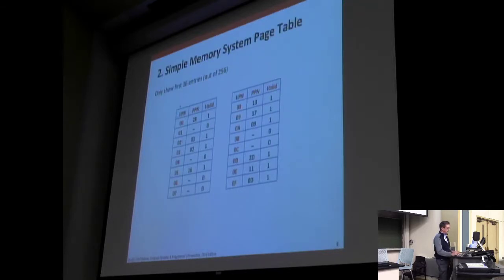Now, we also need a page table, so we'll assume that we have this page table, where we're just showing the first 16 entries. And each page table entry consists of a physical page number and a valid bit. If the valid bit is on, then that indicates that the page is in memory, and the PPN field gives the physical page number. And again, this VPN column doesn't actually exist in the page table.